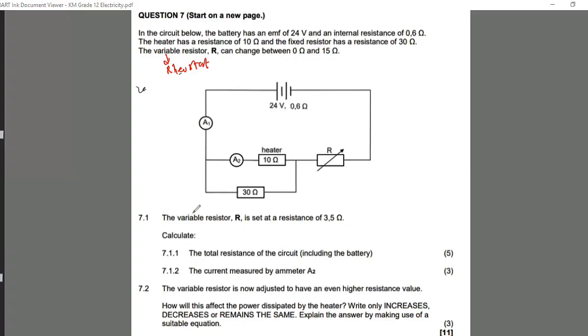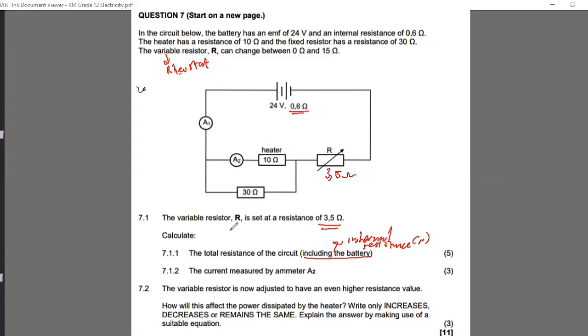Then 7.1, it says the variable resistor R is set at a resistance of 3.5 ohms. So the variable resistor we are talking about is this one with this symbol here. So this is 3.5 ohms. And then in 7.1.1, we are told to calculate the total resistance of the circuit, including also the resistance of the battery, which we know to be the internal resistance, right? So internal resistance is the one indicated by the small r, which is this one here, 0.6 ohms.